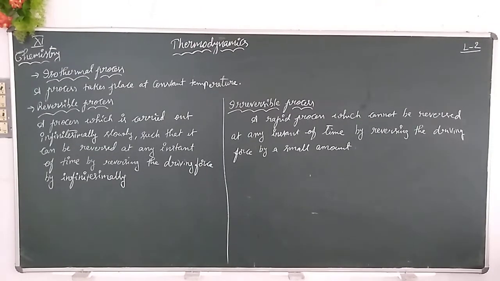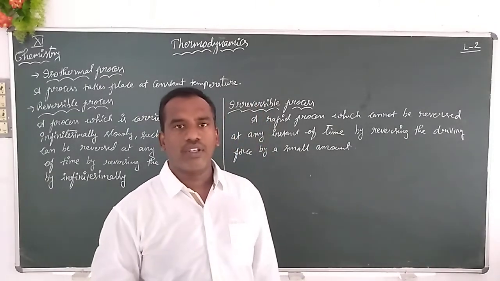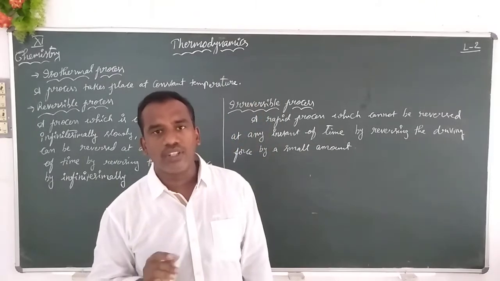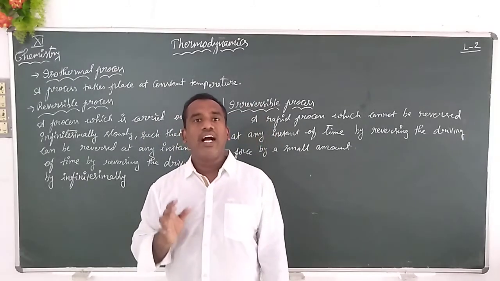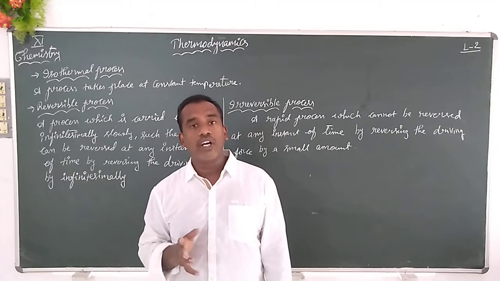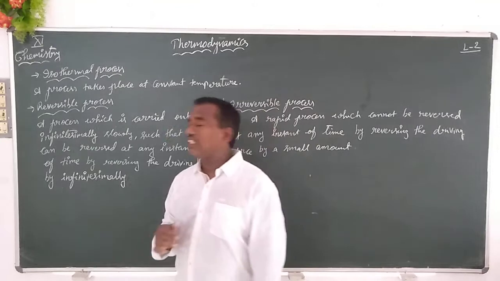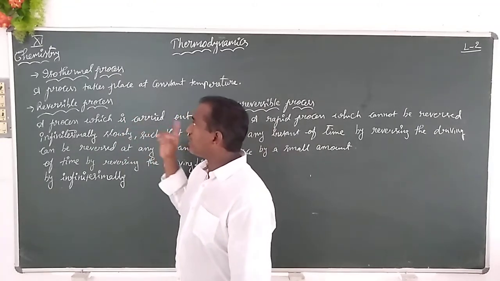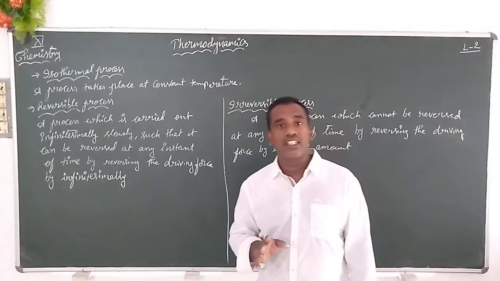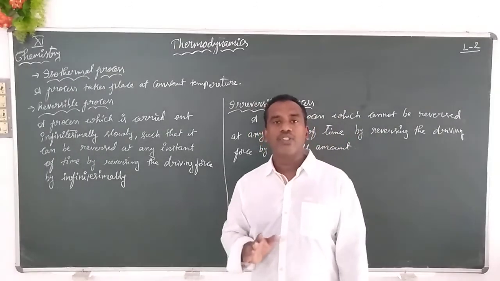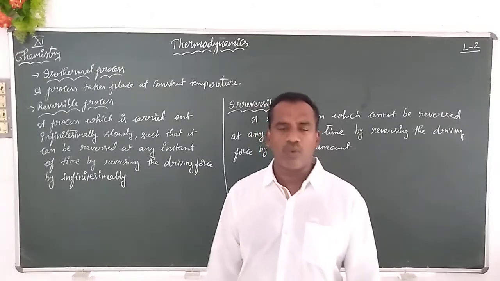See, children, during any chemical reaction, when the temperature is constant, what is constant? Temperature is constant. Such kind of process we call the isothermal process. See the definition here: a process that takes place at constant temperature is called an isothermal process. Very simple definition. I don't want much.